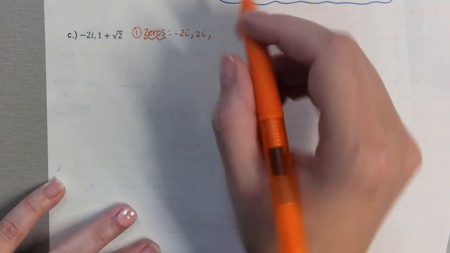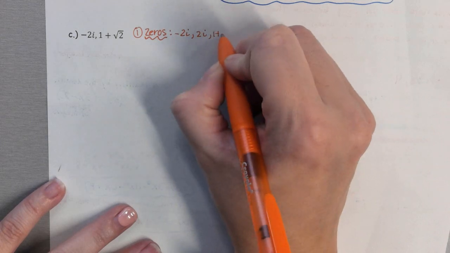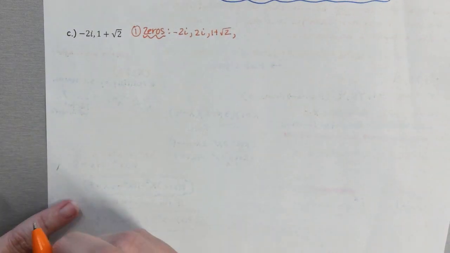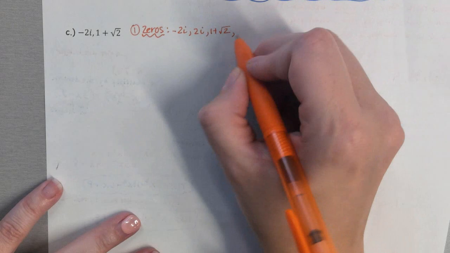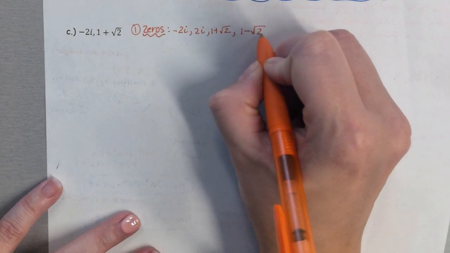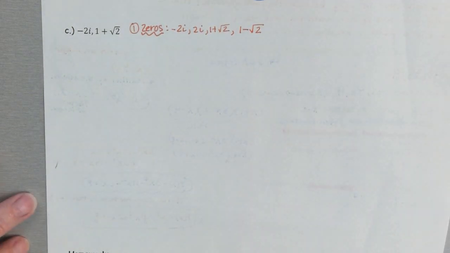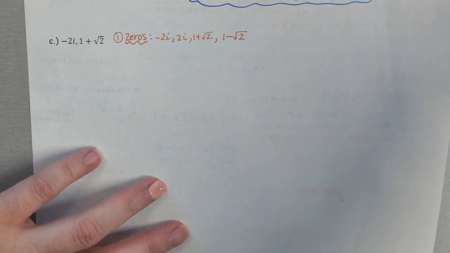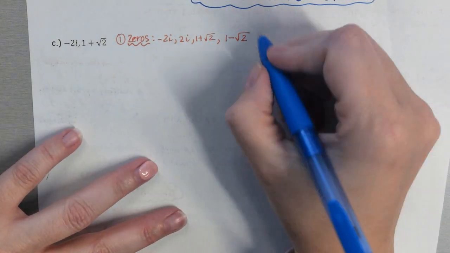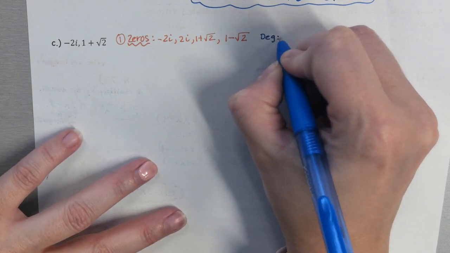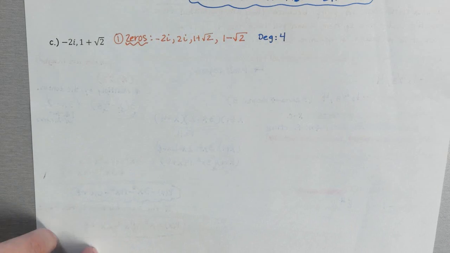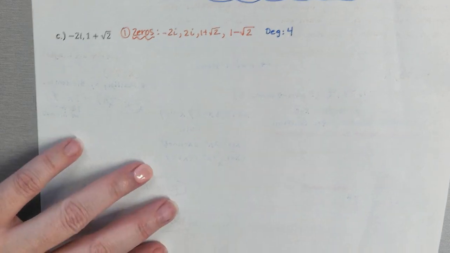And then I have 1 plus root 2. Is that going to have a conjugate? Yeah, why? Yeah, as the square root. Okay, so if it's irrational, with the radical, or if it's complex, then it's going to have the conjugate. All right, so how many zeros do we have? Altogether, we have 4, so the degree has to be 4. Okay, because there are 4 zeros.